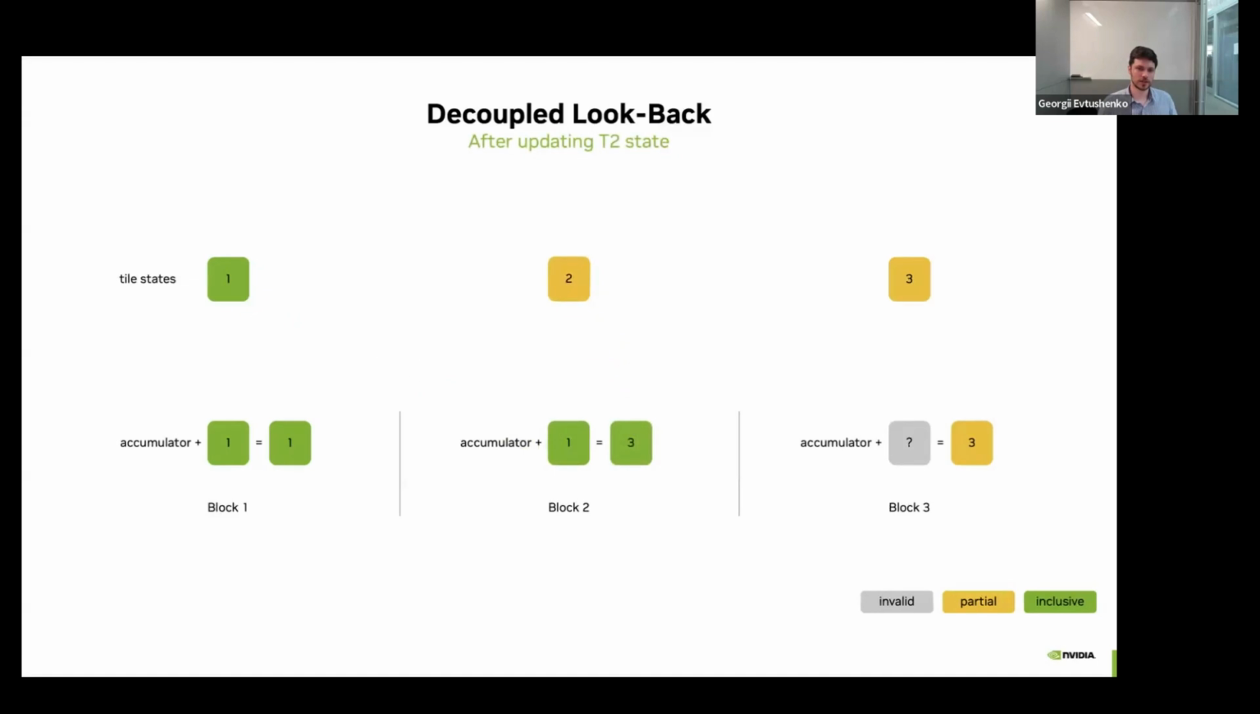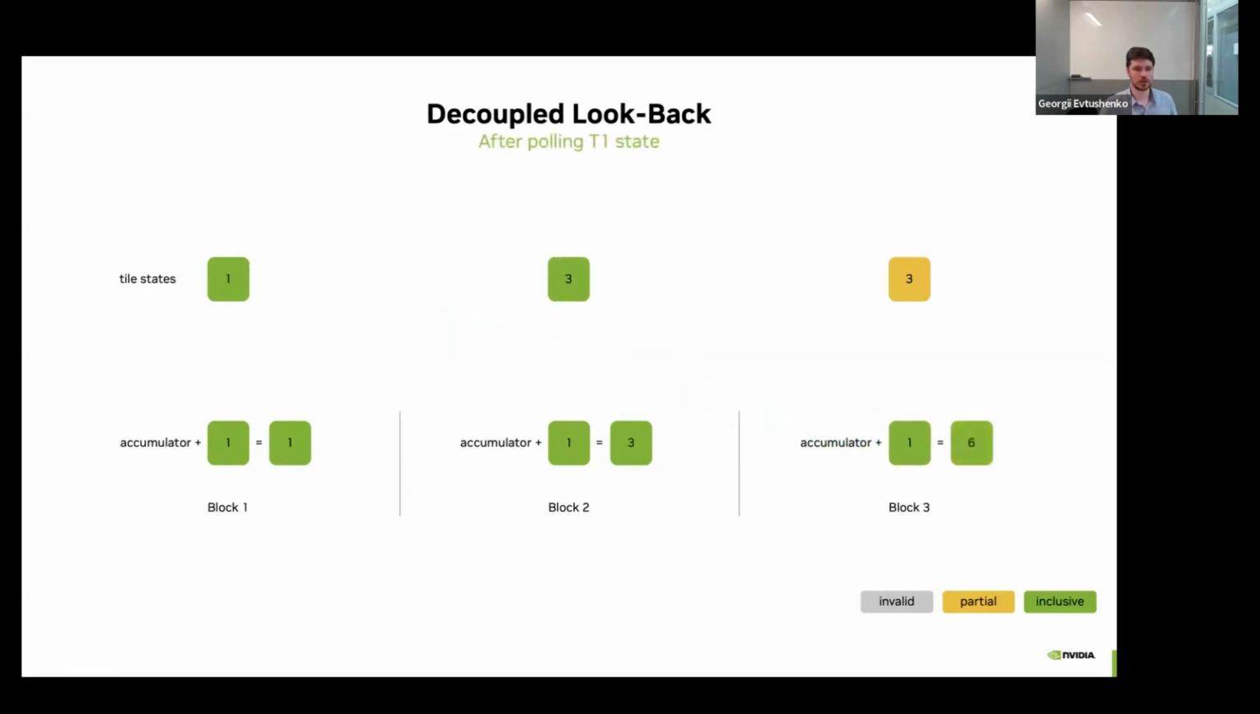Now block 2 manages to update its tile state and reads the tile state of block 1. Now block 3 finally pulls the valid state of block 2 and adds it to its accumulator. And here we reach a very important point.